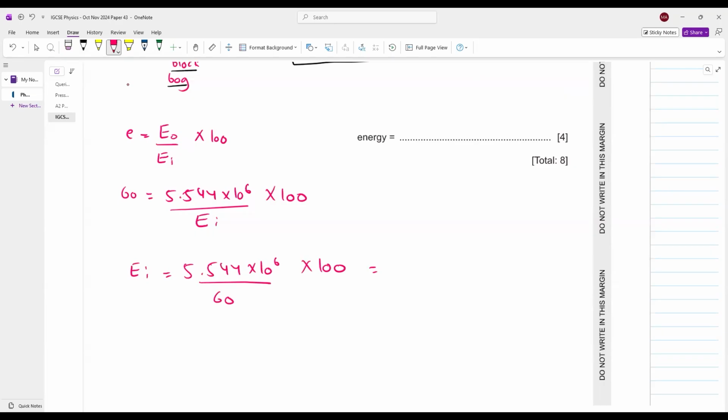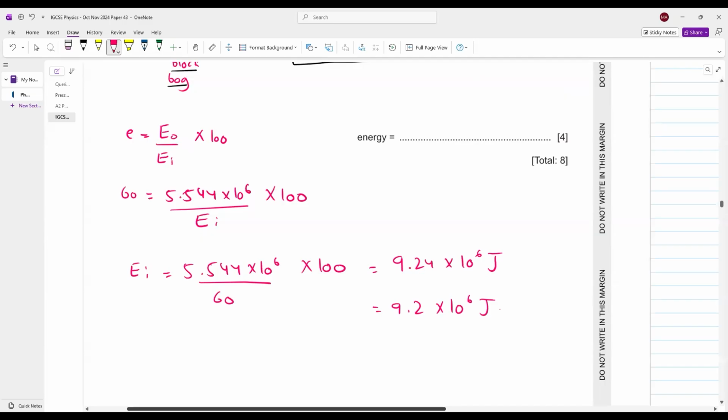Can you calculate the energy input? 5.544 times 10 to the power of 6 into 100 divided by 60. Your energy input comes out to be what? 9.24 times 10 to the power of 6 joules. If you want to round it off to two significant figures, it will become 9.2 times 10 to the power of 6 joules. Simple as that. This is your answer. Nothing complicated here. Let's further move ahead to the next question.